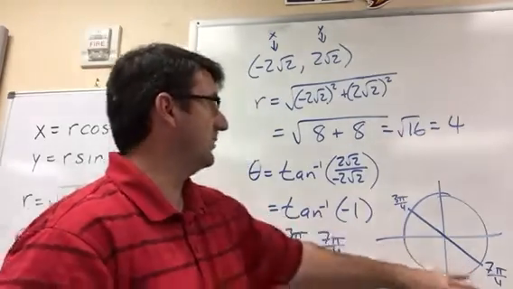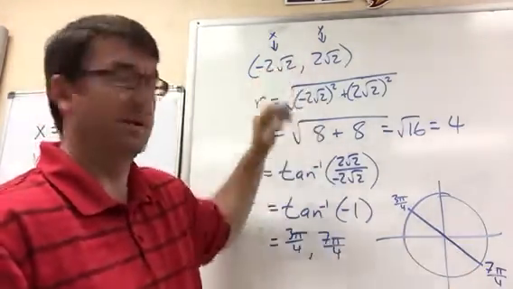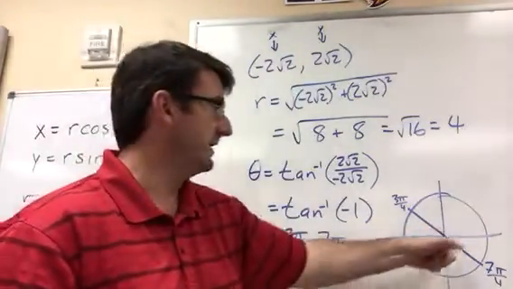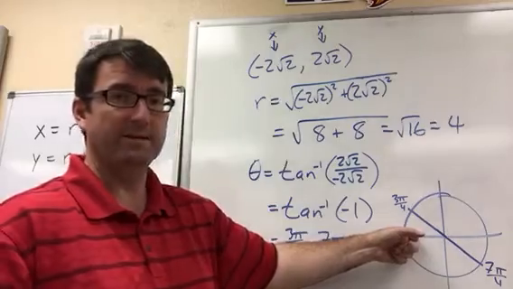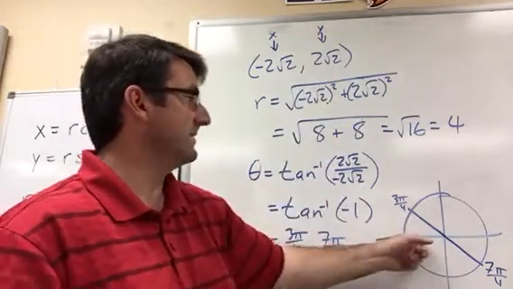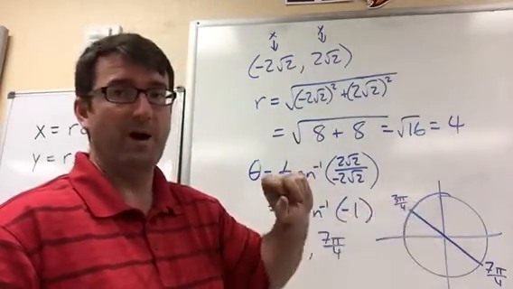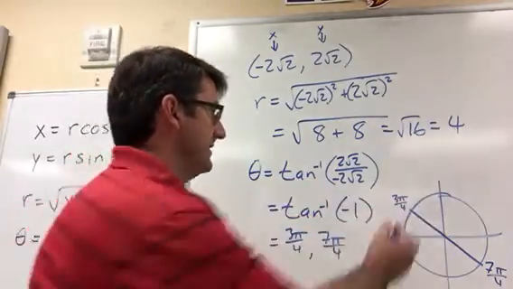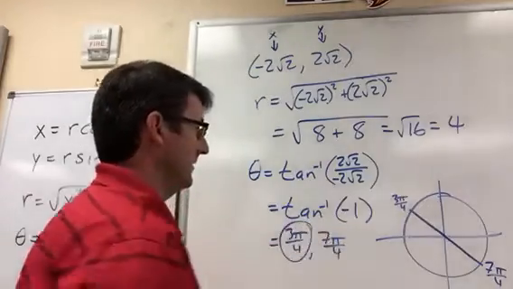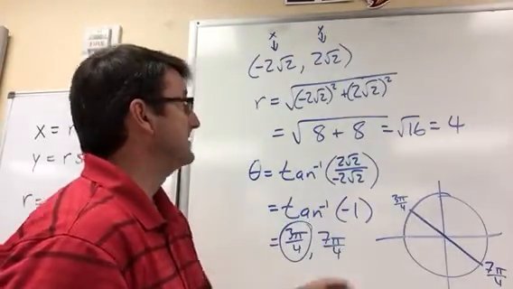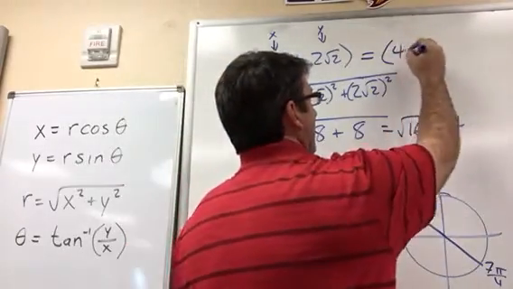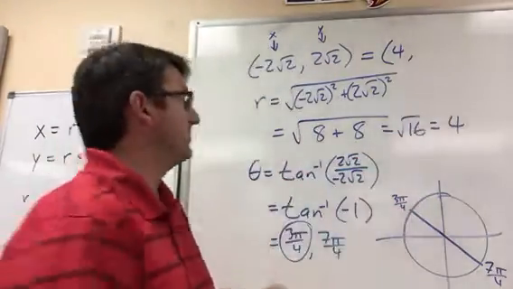So now to figure out which one we're going to use, we look back up here again. Here the x is negative, so if we plotted this point, we'd go back for a negative x. And then the y is positive, so we're going up for a positive y. So we're going to be in this quadrant, so we're going to want to use 3 pi over 4. So our answer here is going to be 4, that was our r that we found, and 3 pi over 4.